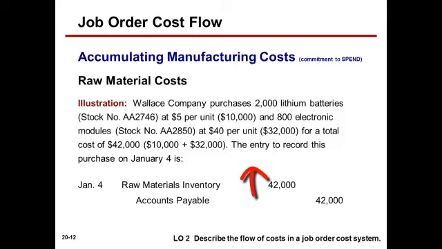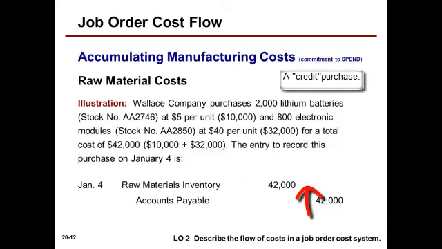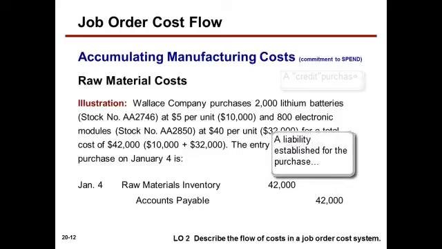Crediting accounts payable, $42,000, increasing that. This is a commitment to spend. Had we credited cash, it would have been an actual spending entry, but the commitment is made. We're accumulating costs in the raw materials inventory account.